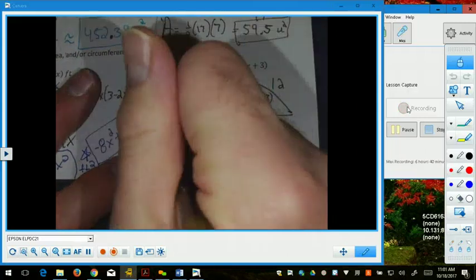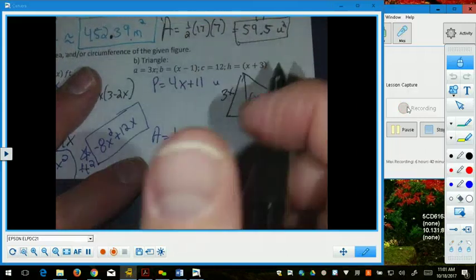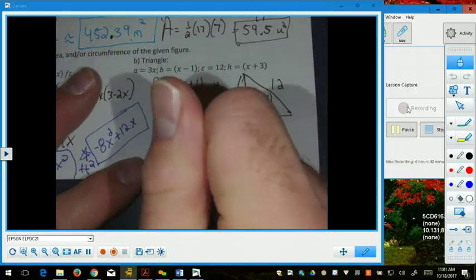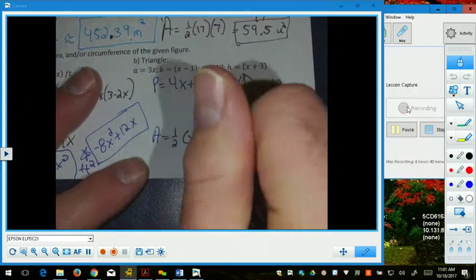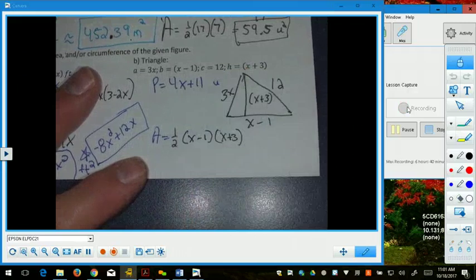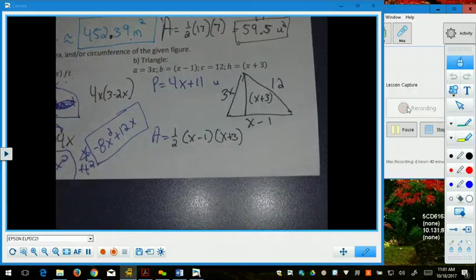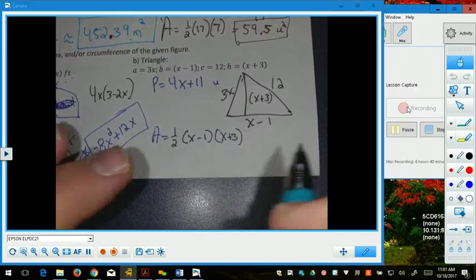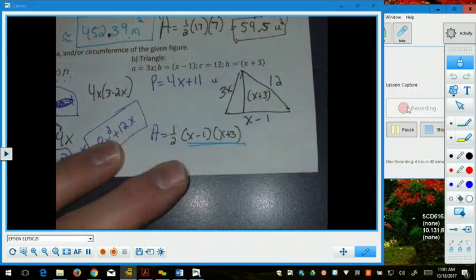We have to do half times base times height. Our base is x minus 1. Our height is x plus 3. How many of you love working with fractions? Nobody raised their hand? So do I want to distribute the 1/2 first, or do I want to do that at the end? End. So I'm going to group my multiplication. I'm going to do these two together first.